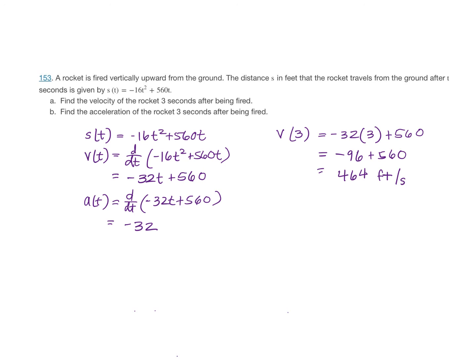All right. So now they're asking, what is the acceleration at 3 seconds? And you can see that there is no variable in the acceleration function. So that means that it's always going to be constant. It's going to be negative 32, and that's feet per second squared.